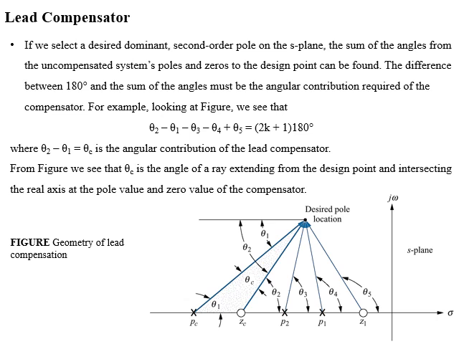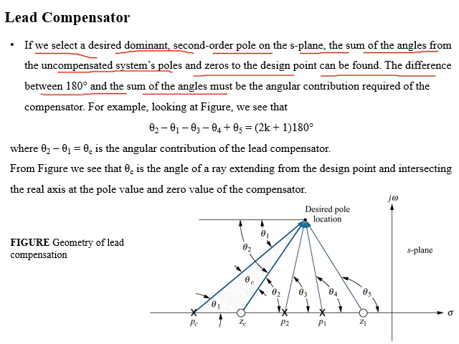Dear students, now for lead compensator, if we select the desired dominant second order pole on the S plane, then the sum of angles from the uncompensated system poles and zeros to the design point can be found, and the difference between 180 degrees and the sum of angles must be the angular contribution required of the compensator.